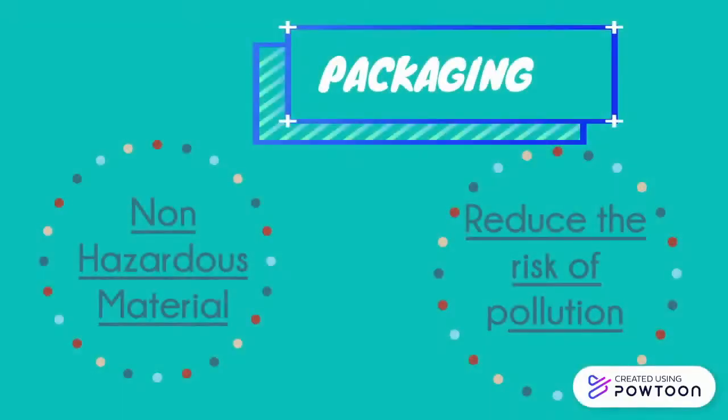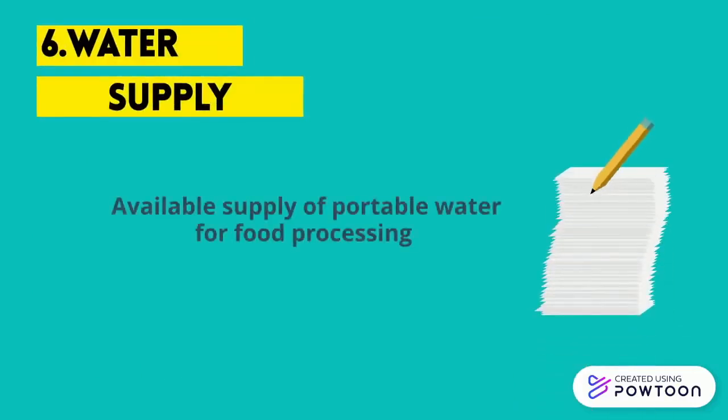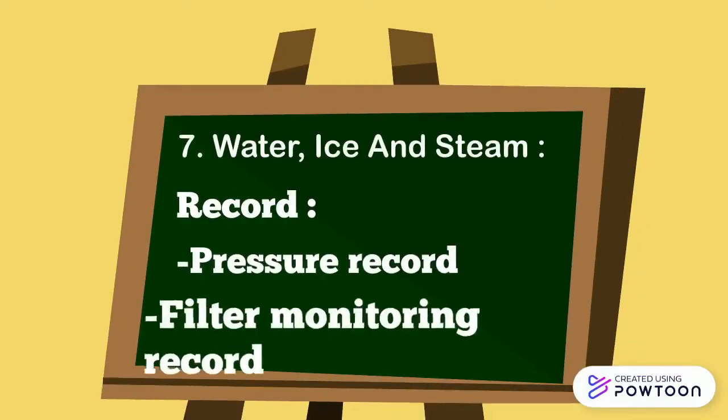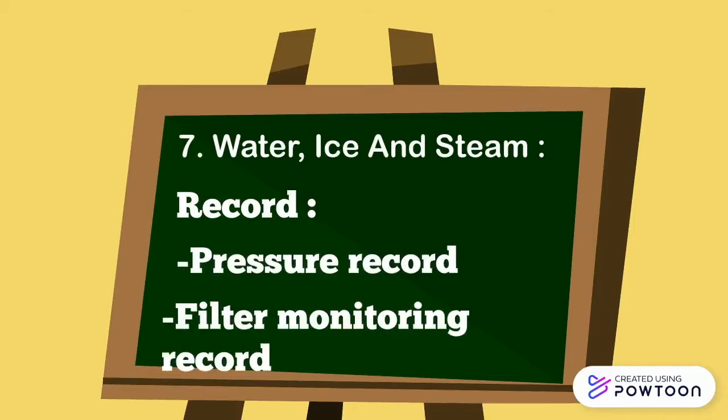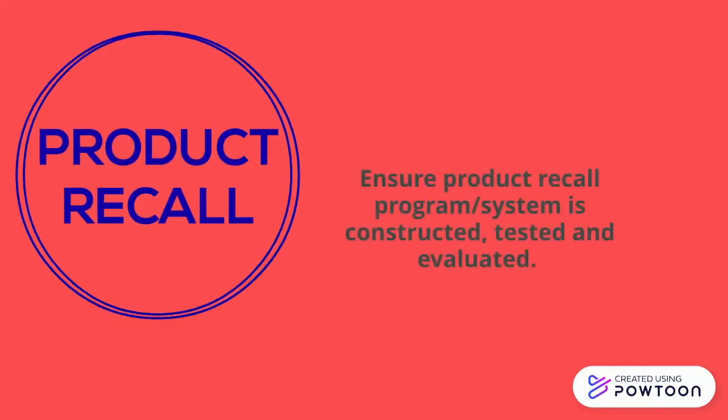Besides that, packaging must be made of non-hazardous material and reduce the risk of pollution. Water supply. Available supply of potable water for food processing. Water, ice and steam. Records are important for filters, pressure record, and filter monitoring records. Lastly, in product recall, QA or QC executive should ensure product recall program or system is constructed, tested, and evaluated.